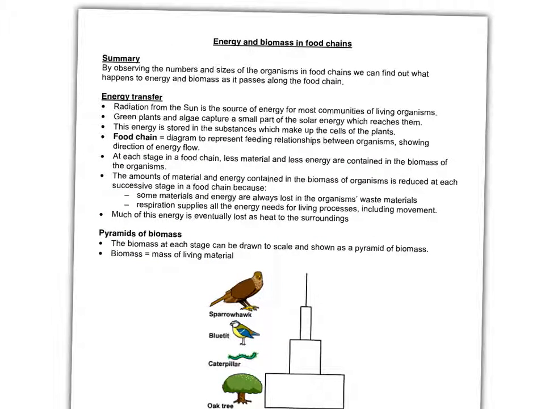Hopefully you should be familiar with the idea of food chains from Key Stage 3. By looking at food chains, we can see what happens to energy as it passes along the chain, and also something called biomass. The sun is the source of energy for most communities of living organisms, and the sun is captured by green plants and algae, and through photosynthesis, this energy is then stored in the substances that make up the cells of the plants.